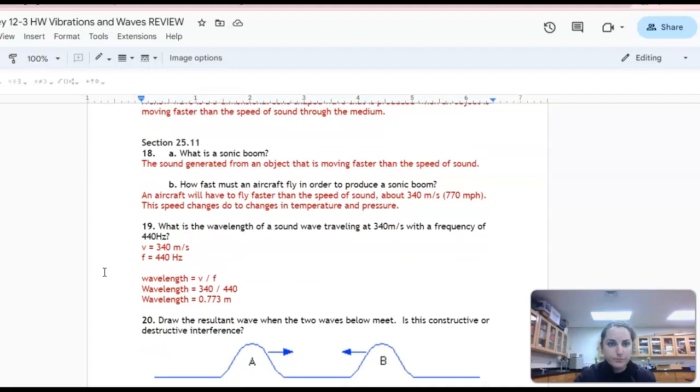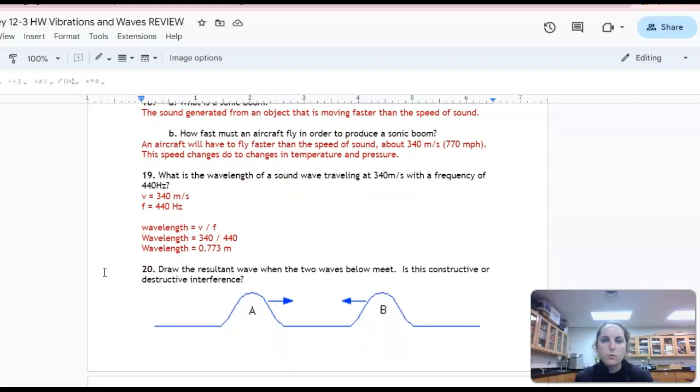And a sonic boom is the sound that's actually generated, like that loud snap that you hear when something is moving faster than the speed of sound. Part B, how fast must an aircraft fly in order to create a sonic boom? Well, they have to be moving faster than the speed of sound. In this class, the speed of sound is 340 meters per second. That's going to vary depending on the temperature and the pressure, but it's about 770 miles per hour, just to get a frame of reference.